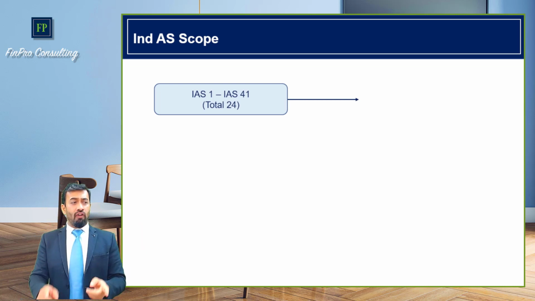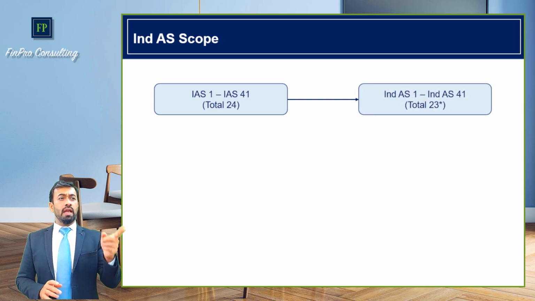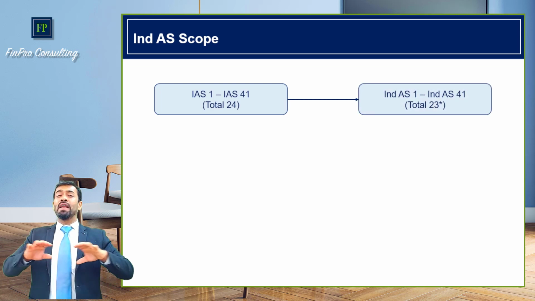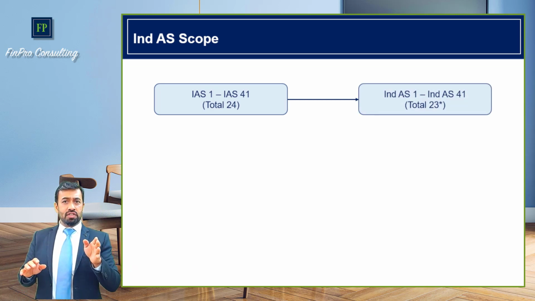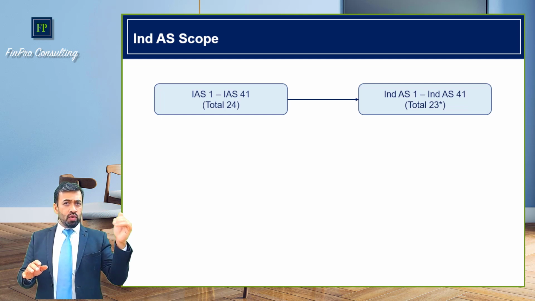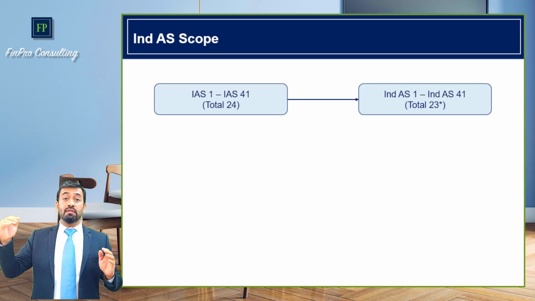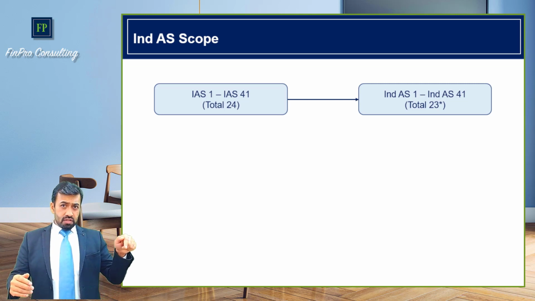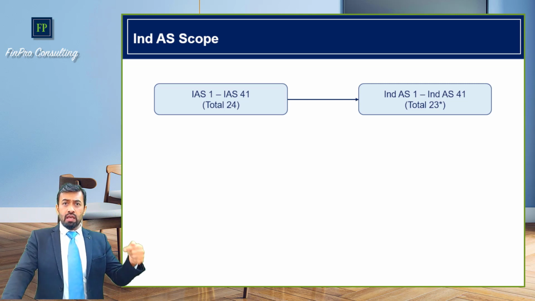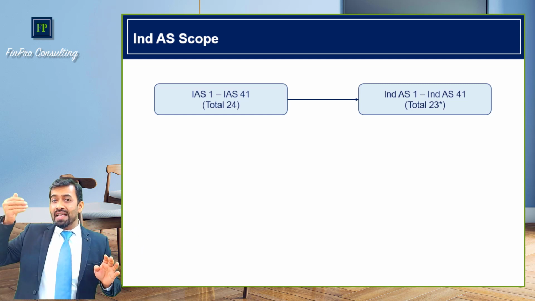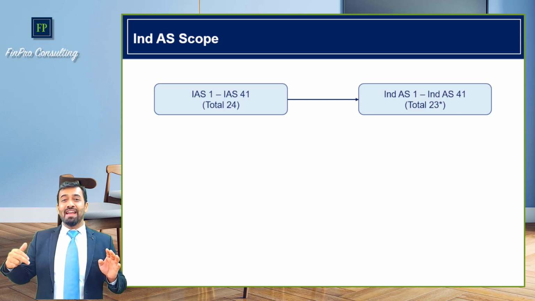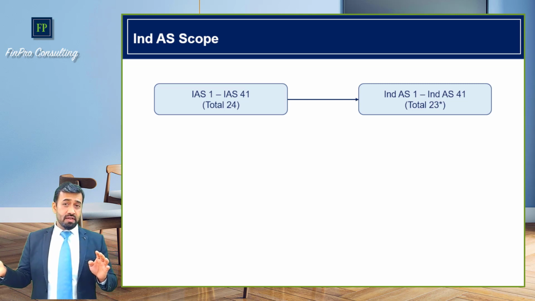So IAS 1 to 41, same standards, Ind AS 1 to 41. The nomenclature has been changed, numbers are exactly the same. So IAS 1 is there, IAS 2 is there, and in a similar way Ind AS 1 is there, Ind AS 2 is there. Names are the same. Ind AS 1, presentation of financial statements. Ind AS 2, inventory. Under IFRS, IAS 3, 4, 5, 6 are deleted. There is no Ind AS 3, 4, 5, 6. There is directly Ind AS 7, which is on cash flow statements.